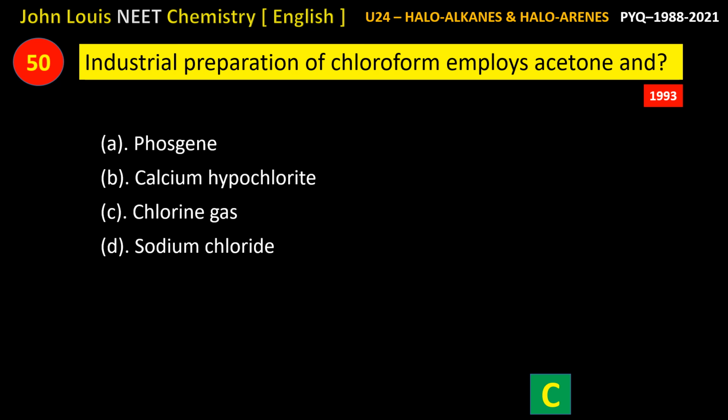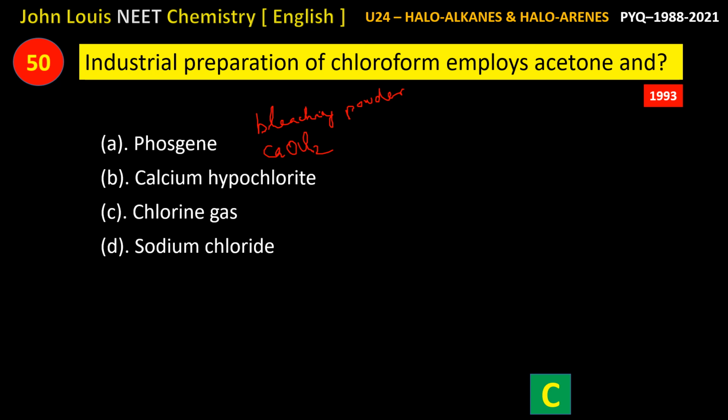Industrial preparation of chloroform employs acetone and phosgene, calcium hypochlorite, chlorine gas, sodium chloride. So this calcium hypochlorite is otherwise known as what? CaOCl2, bleaching powder. You should know this. Sometimes they might give you bleaching powder instead of calcium hypochlorite. The formula is CaOCl2. Acetone reacts with calcium hypochlorite to produce chloroform.